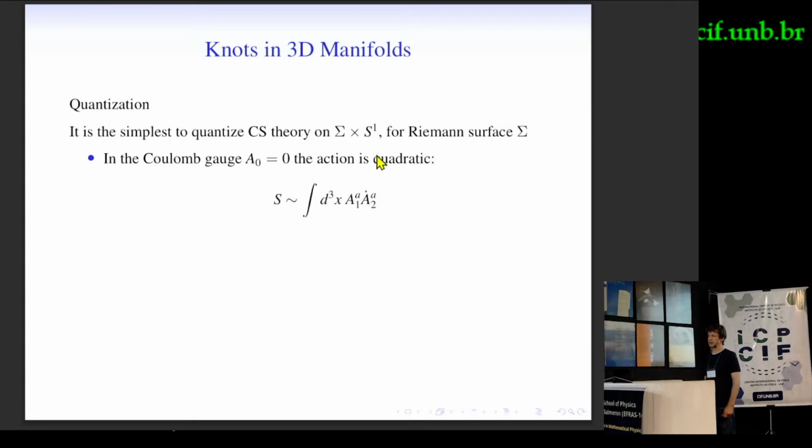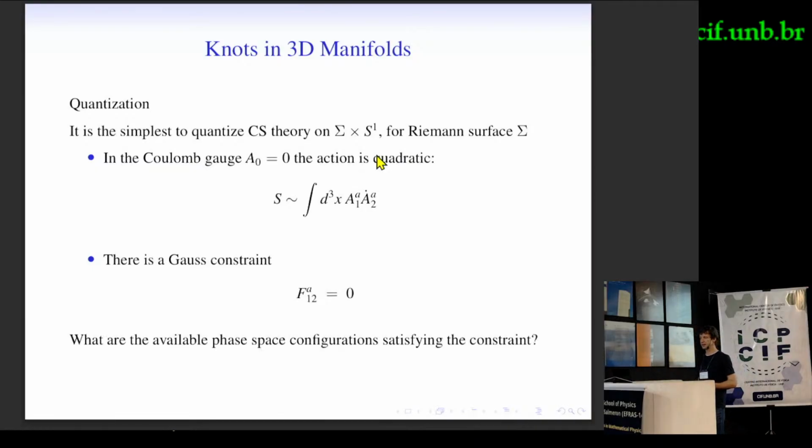Okay, so you can go to Coulomb gauge, for example, and in this gauge the action simplifies a lot. You actually just get a free theory action which you can easily quantize, but you have to remember that the theory has a Gauss constraint. So there is a constraint due to this gauge fixing, and this constraint is the requirement that, in this case, the component 1, 2 of the field tensor is vanishing. You need to impose this constraint, and what it does is eliminate a lot of degrees of freedom of your theory.